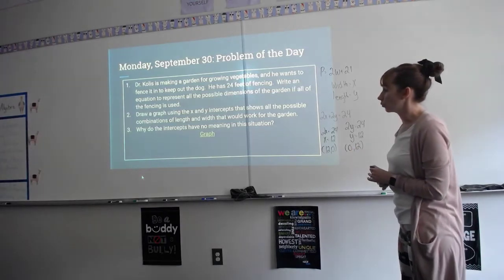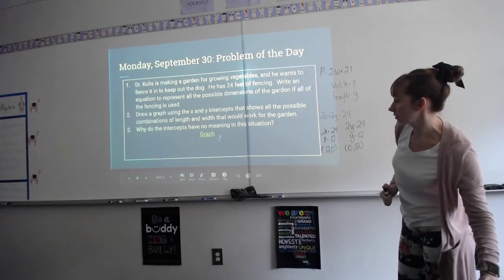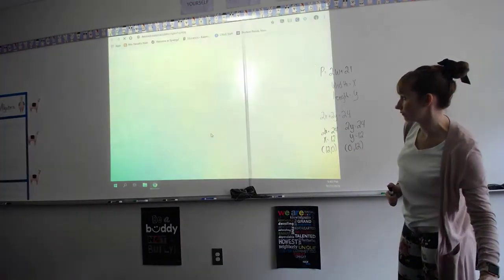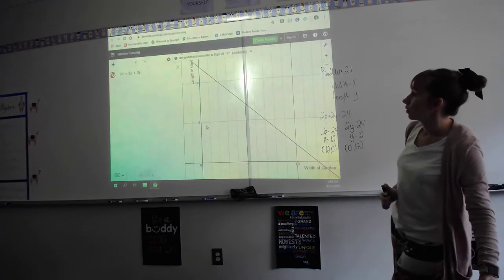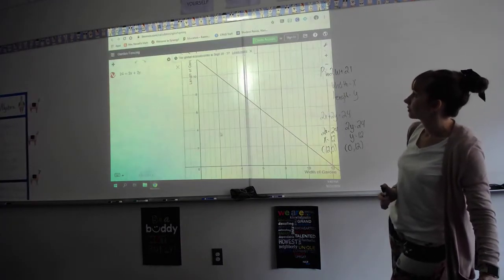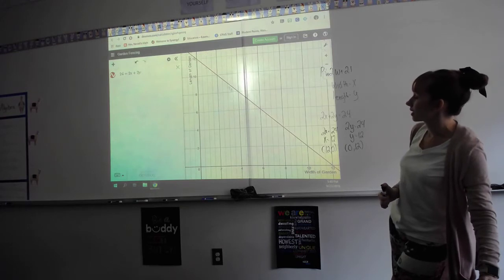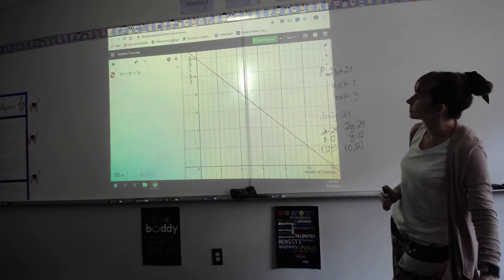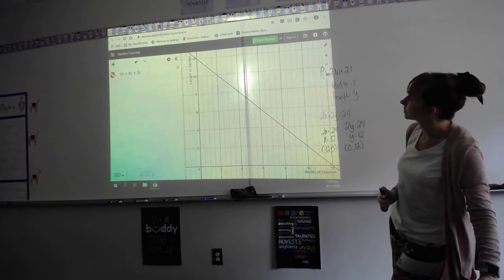And if you look at this graph right here, you can click on it, or I'll click on it for you. We have our graph of our X and Y intercepts and all the possible combinations that we could have for lengths and widths of our garden fence.